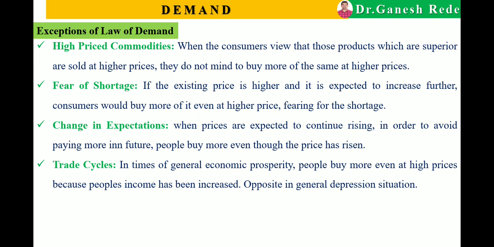In the prosperity or growth period, I will give you the example of Dubai. Even though prices are high, the customers are purchasing the goods because their income level is very high. In case of the opposite, general depression, there are some underdeveloped countries, some poor countries, where the situation is opposite. That is the situation of the economy in the trade cycle. In that case the law of demand is not applicable. So this is about the exceptions to the law.